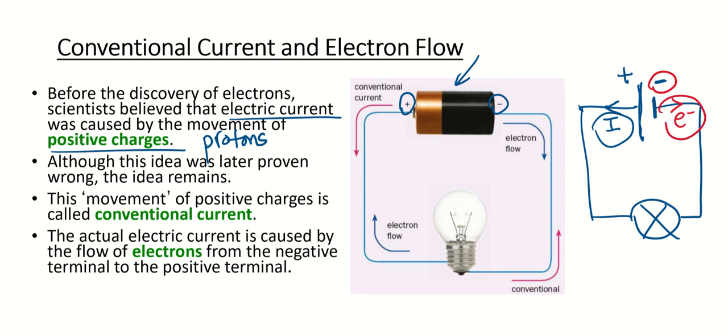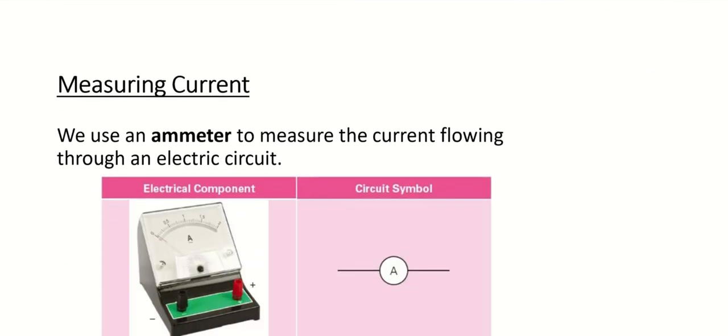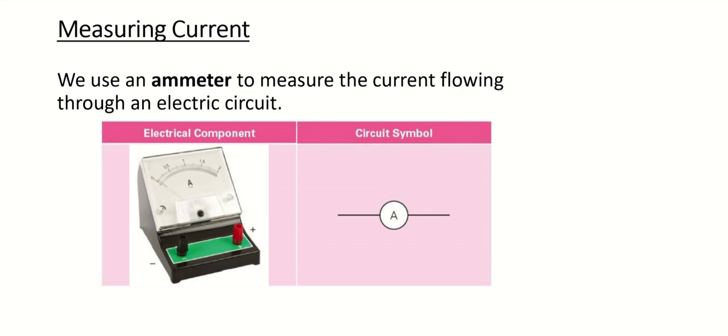Okay, if not, if you are talking about current in our syllabus, it is this one that we will focus on. Okay, this is the flow of conventional current. It always comes out from the positive. Okay, so please take note. You can refer to this diagram. How do we measure current? We use an ammeter to measure the current.